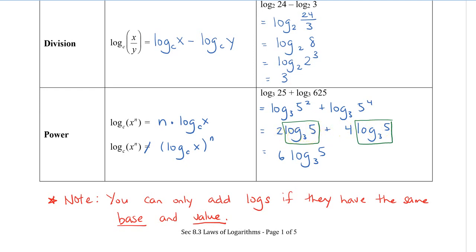Now for this last question, we didn't have to do this. We could have multiplied this first, 25 times 625, but that would give us a really big number. So in this case, it was actually easier to rewrite the 25 and 625 with a base of 5 and then move the exponent as a coefficient and then add the 2 logs together.